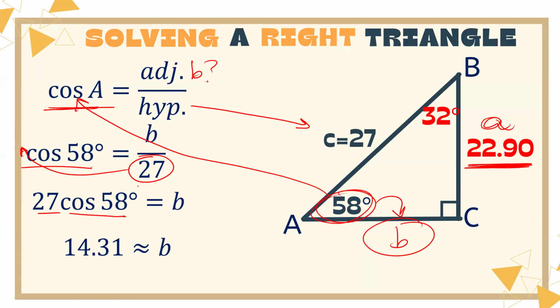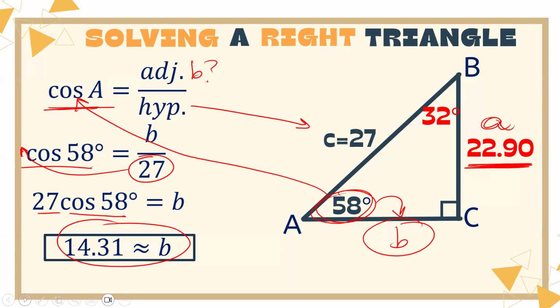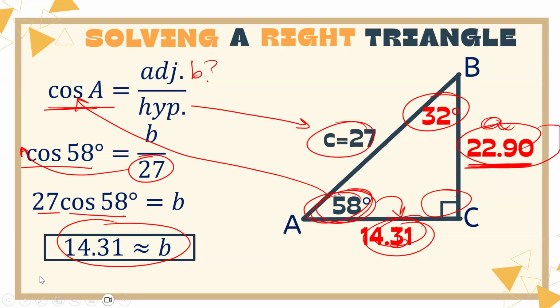Very good. That's 14.31. Okay, so the length of side B is 14.31. So at this point, we're able to solve the three angles. We already know the three angles and the three sides of the triangle. So that's how easy it is, right?